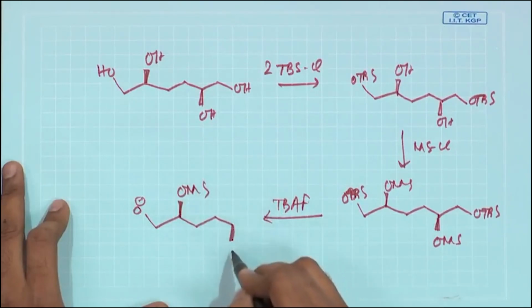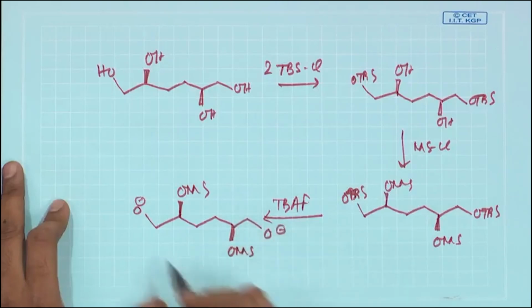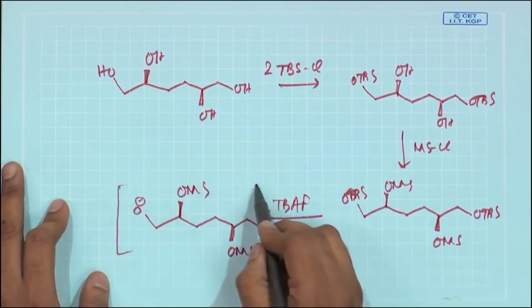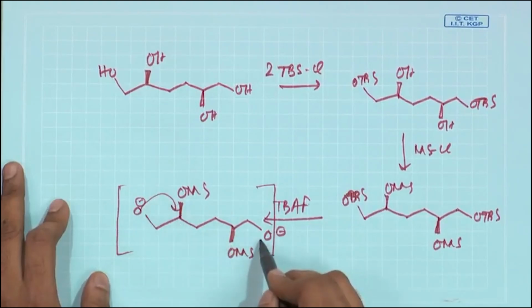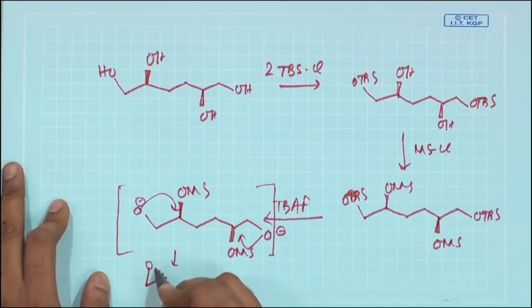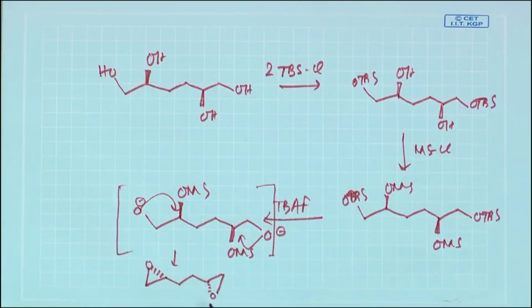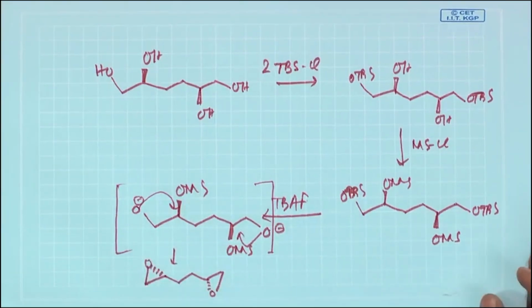This O minus intermediate now intramolecularly reacts in an SN2 fashion, giving a backside attack, to give you the epoxide of the other enantiomer. So, basically you have a divergence, mainly in the way you do the entire synthesis.